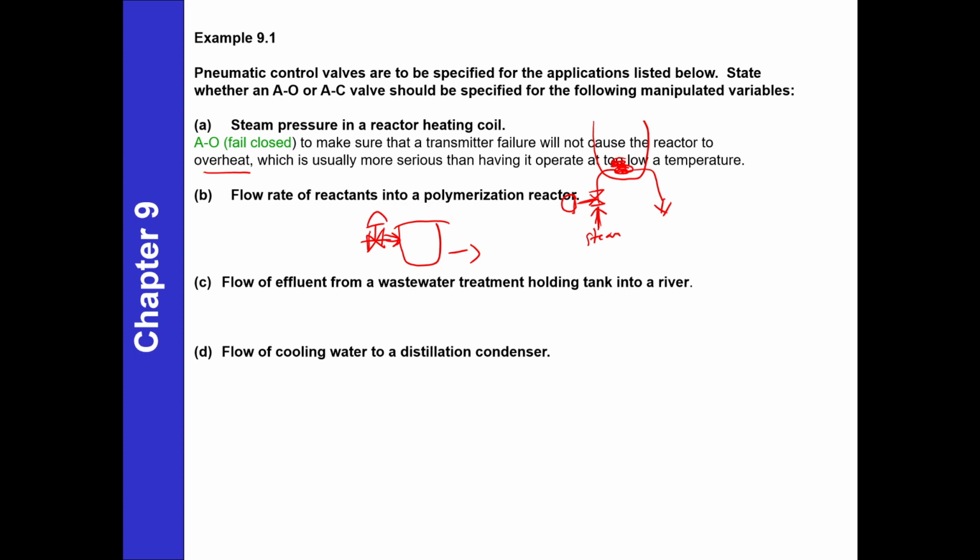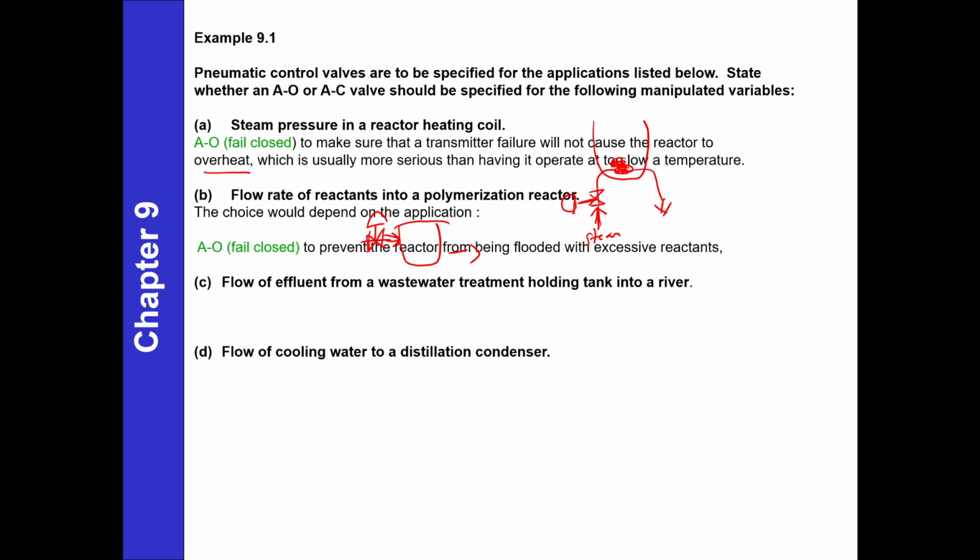And then for the reactant flow into the polymerization reactor, the choice would be air to open, fail close. Okay, we want it to close. Anything happens, or in an emergency situation, the valve will close. So it should be fail close because we want to prevent the reactor from being flooded with excessive reactant. And how about this, C?